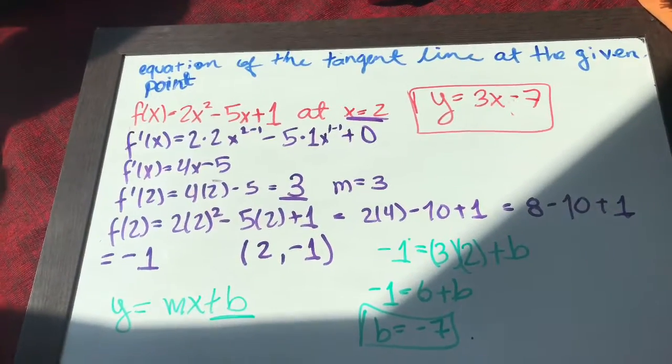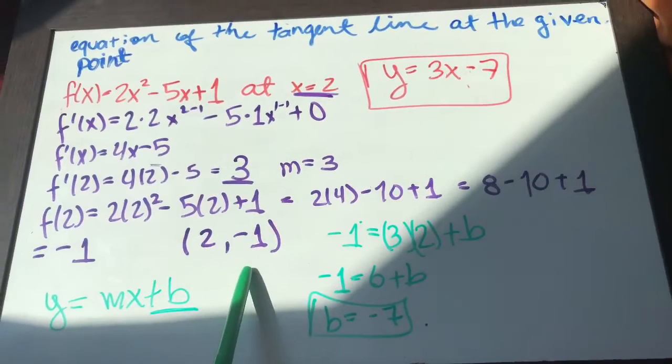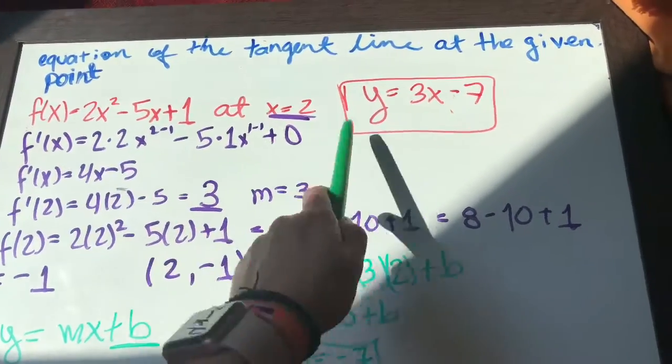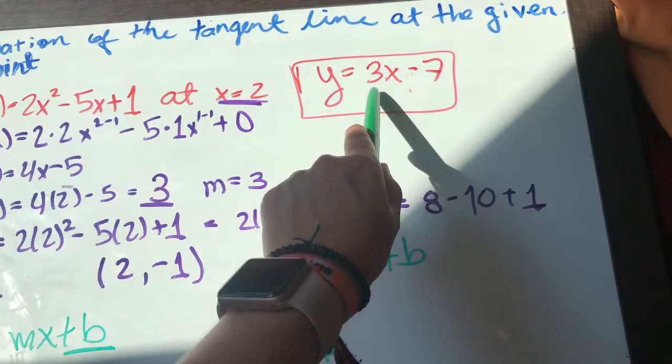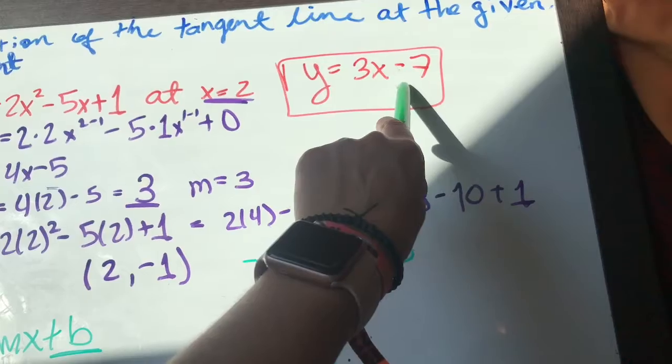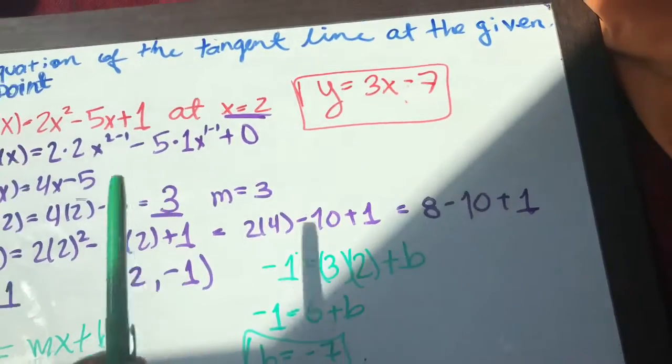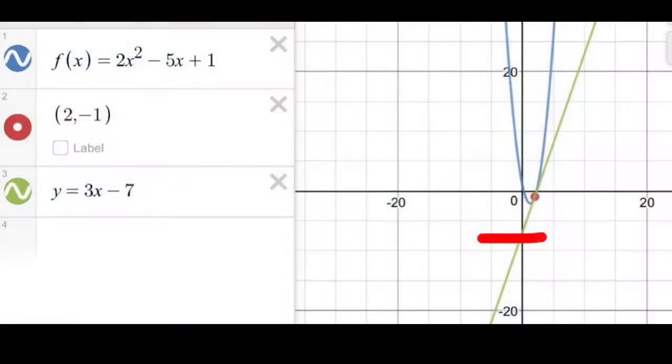So we can conclude that in the point 2, minus 1, in the coordinate 2, minus 1, our equation has a slope of 3 and passes through the minus 7 on the y. It's the y-intercept. We can observe from this graph that the function is a parabola, and on the point 2, minus 1, it will have a slope of 3x minus 7, which is equal to the tangent line on that point, because it will pass through the y-axis on minus 7, and it will have a rise over run of 3.